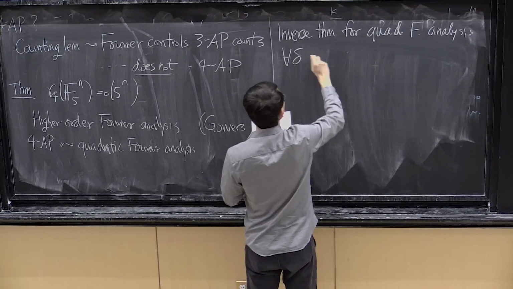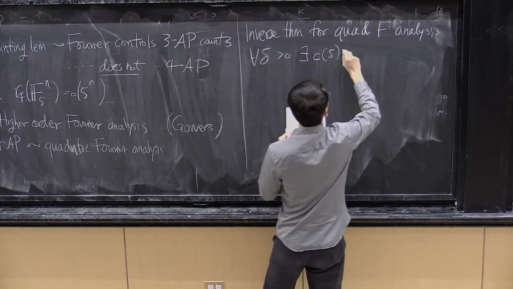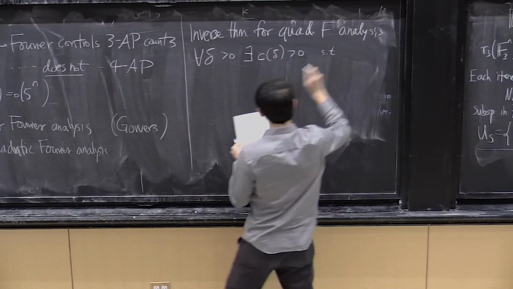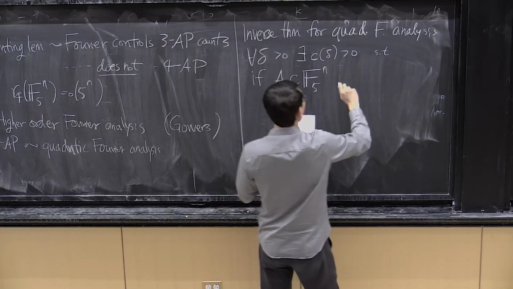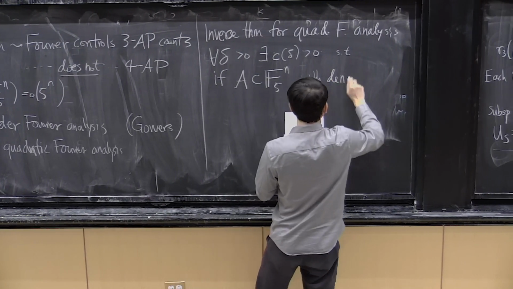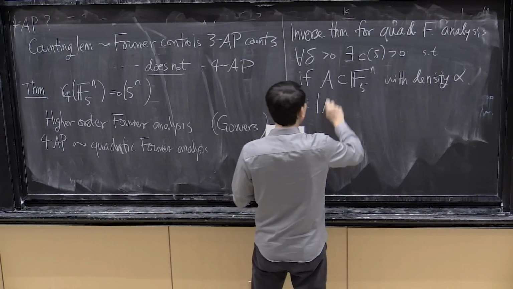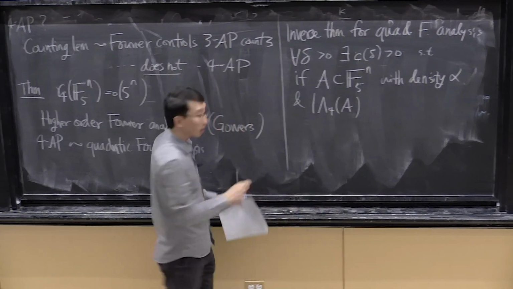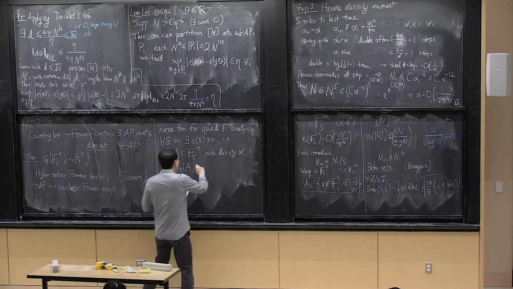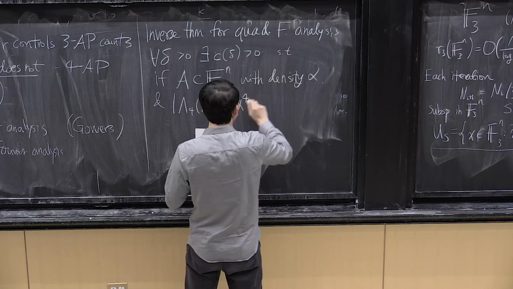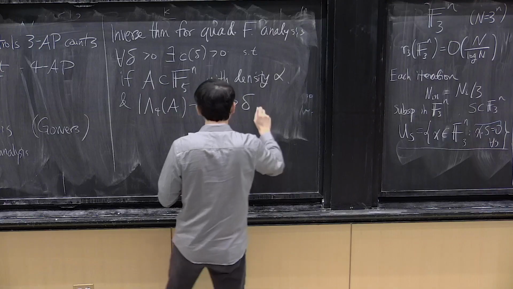Suppose, for every delta, there exists some C such that the following is true. If A is a subset of F5 to the n with density alpha, and such that, now lambda sub 4, this is the 4 AP density, similar to 3 AP, but now you write 4 terms. The 4 AP density of A differs from alpha to the 4th by a significant amount.